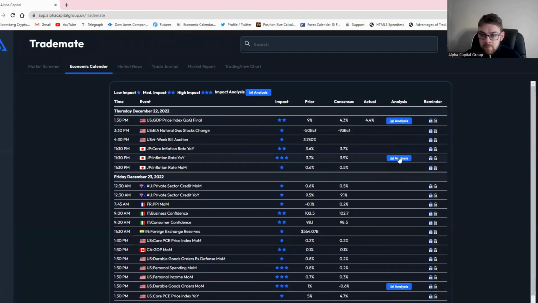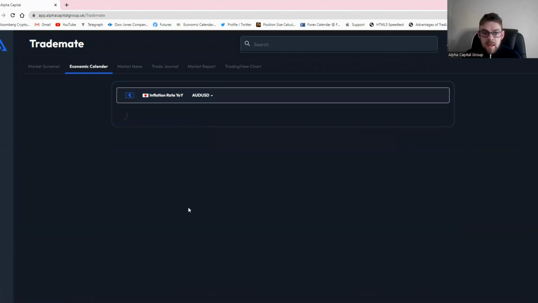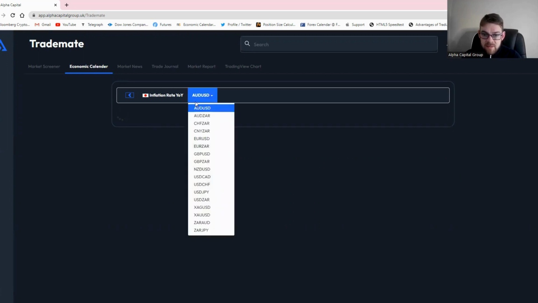This will be important because, of course, if you hit the analysis tab, you will see once the tab opens up, which is currently just loading. Just bear with me a moment. Let me just filter by the pair. So obviously, the Japanese inflation data, I'm just going to put in USD JPY.